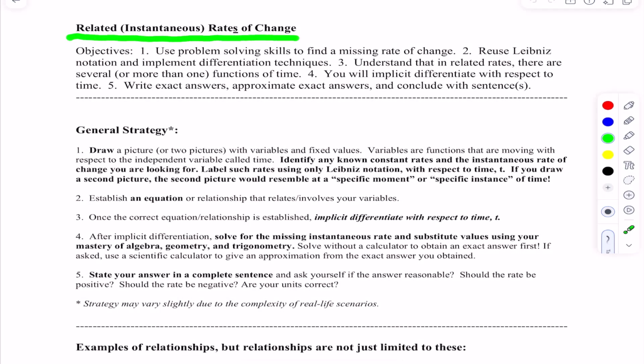Related rates of change. Emphasis here is on the S. It's actually plural, meaning there's going to be more than one rate happening at the same time. It's better to remember this as related instantaneous rates of change. Remember, we usually use the derivative to indicate that instantaneous rate of change.